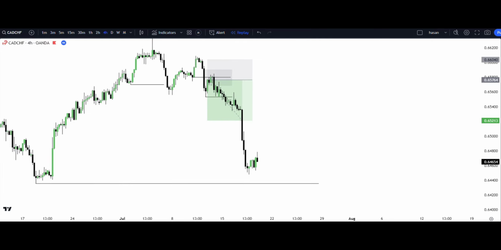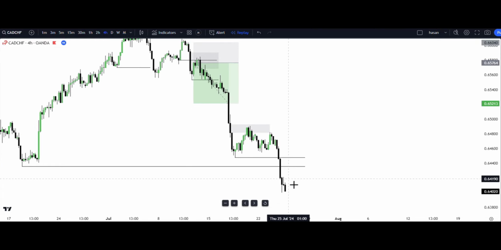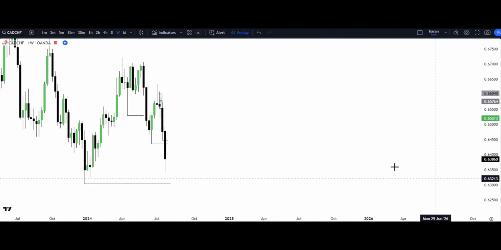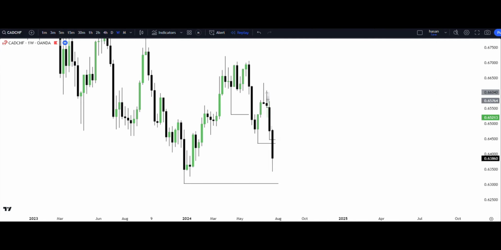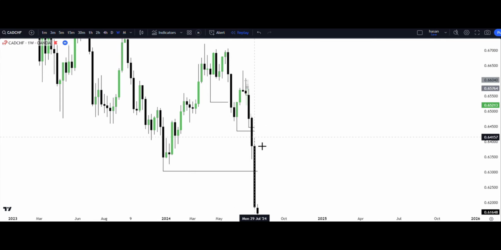We have formed a new internal range right here, this fair value gap, and our external range for the 4-hour sits at this low. Price takes out our weekly draw and hits our target, and the weekly internal to external play has been done. Our long-term target for the external flow has been taken as well.